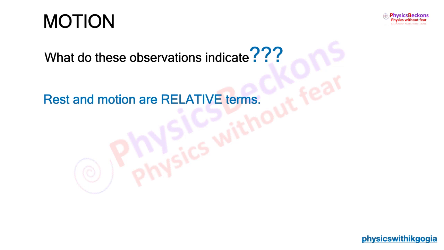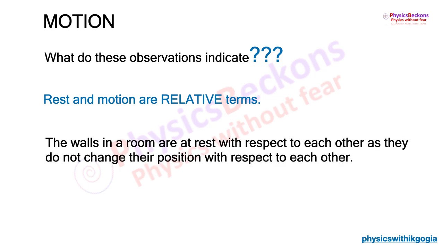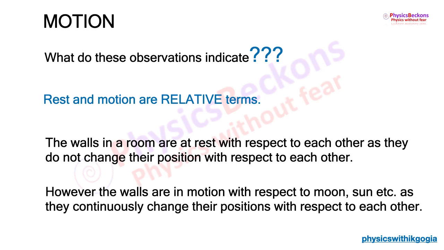The walls of a room are at rest with respect to each other. If you have a table in a room, it is at rest with respect to the door in the same room because they do not change their positions with respect to each other. However, the walls, the table, the door, etc., are in motion with respect to the moon and sun, and they are continuously changing their position relative to the moon or relative to the sun.